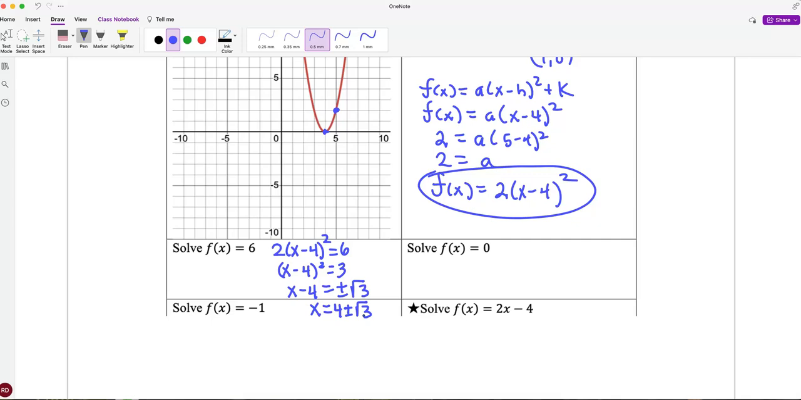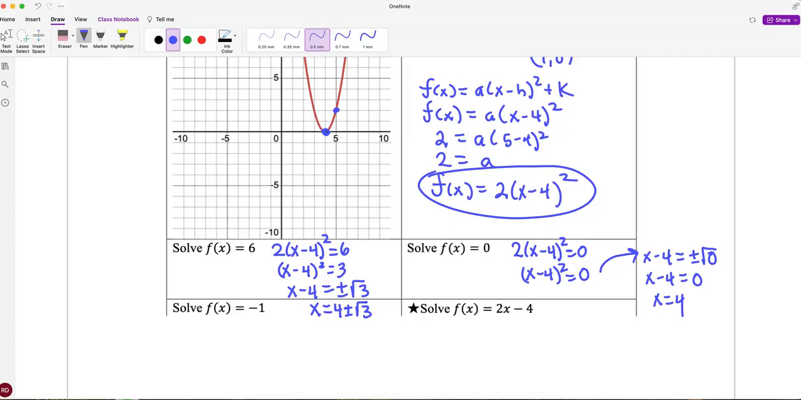Solve f of x equals 0. 2 times x minus 4 squared equals 0. Divide both sides by 2. You get x minus 4 squared equals 0. Take the square root of both sides. X minus 4 equals plus or minus the square root of 0. X minus 4 equals square root of 0. That's just going to be 0, so x equals 4. This one I could have seen in the graph. Where is the y value equal to 0? It only happens when x is 4.